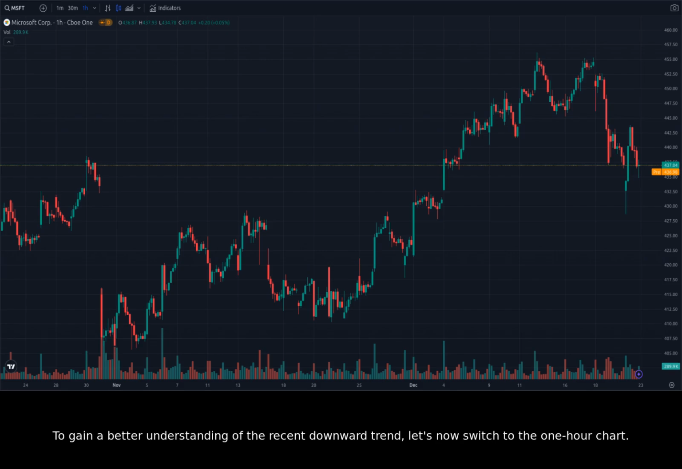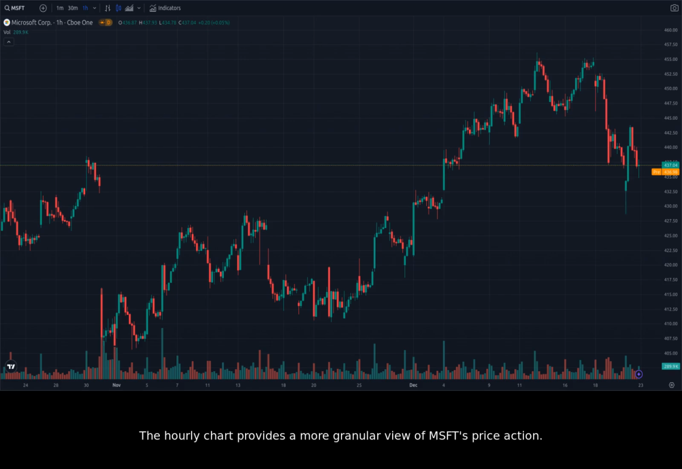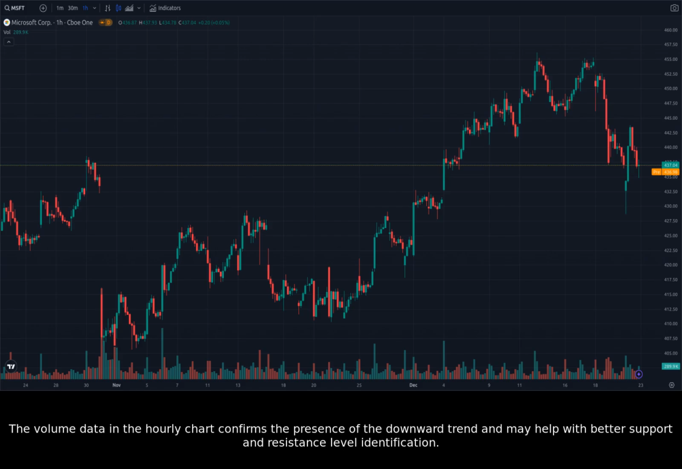To gain a better understanding of the recent downward trend, let's now switch to the 1-hour chart. Here we can see more short-term price fluctuations and more easily identify more recent support and resistance levels. The hourly chart provides a more granular view of MSFT's price action. We can see how the price fluctuates throughout the day, potentially reflecting intraday news events and trading activity. The volume data in the hourly chart confirms the presence of the downward trend and may help with better support and resistance level identification.